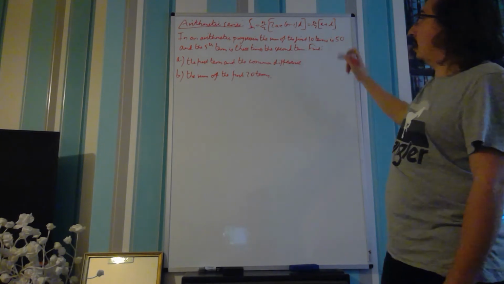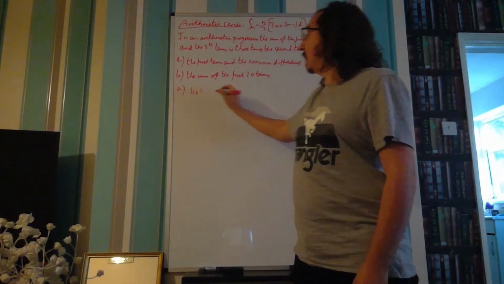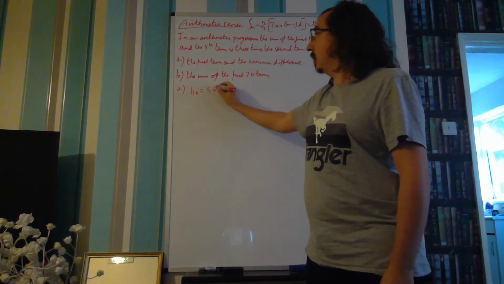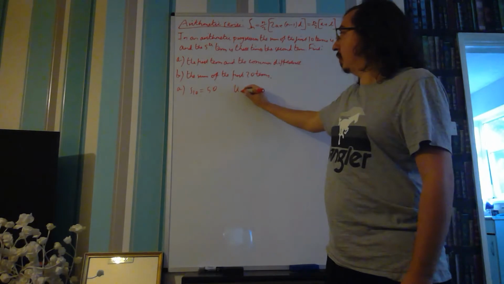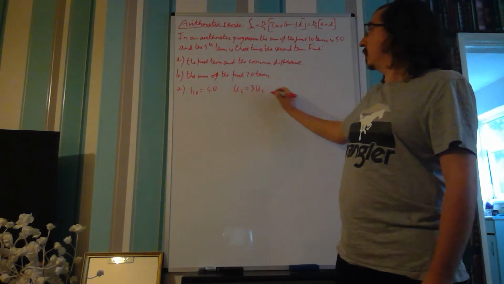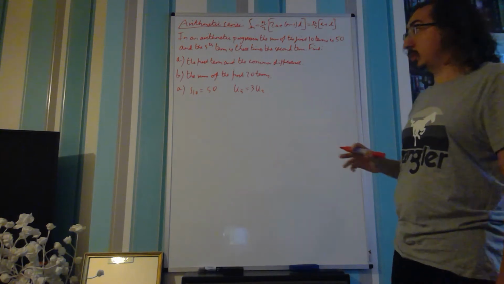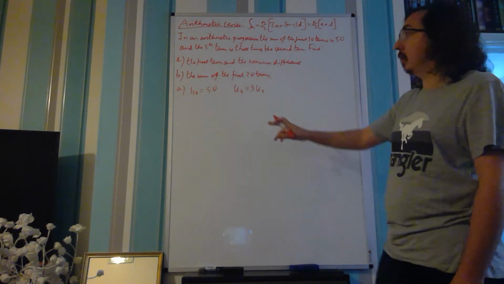So we're told to start with that the sum of the first 10 terms is equal to 50. And we're also told that the fifth term is 3 times the second term. So those are the two bits of information that we can use to create some equations.